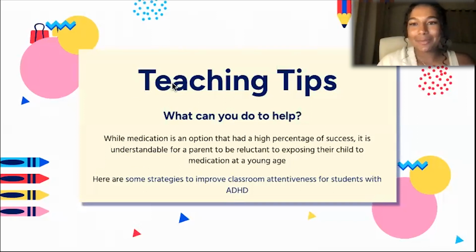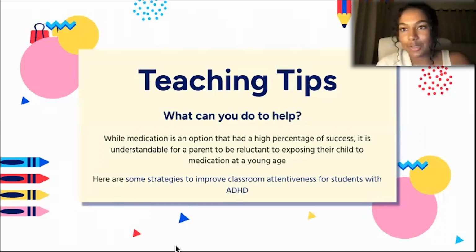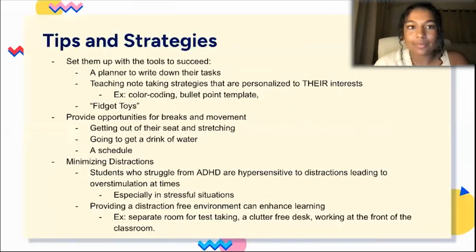Okay, so let's go over some teaching tips. What can you do to help? So while medication is an option that has a really high percentage of success, it's totally valid for a parent to be reluctant to exposing their child to this medication at a young age due to symptoms and things that might occur once the child starts taking medication. So let's go over some strategies and tips and tricks you can use in the classroom to help improve classroom attentiveness. So one thing you can do is to set them up with the tools they need to succeed.